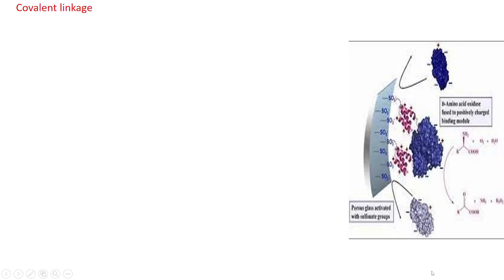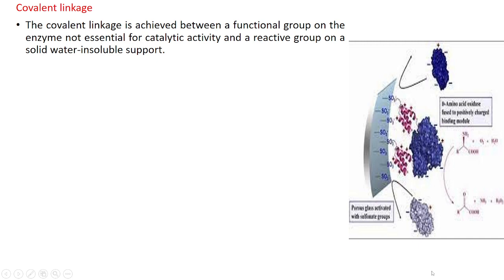So looking at the covalent linkage, here you can see the blue colored one is your enzyme and the silver colored or the gray colored sheet is the matrix. So the enzyme is linked to the matrix by the formation of covalent linkage. Okay, the covalent linkage is achieved between what? What of the enzyme? The enzyme will be having so many functional groups, and the functional group that is not essential for the catalytic activity of the enzyme will bind to the reactive group on the support system.